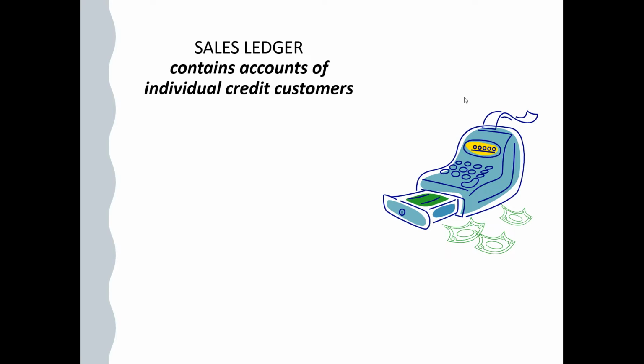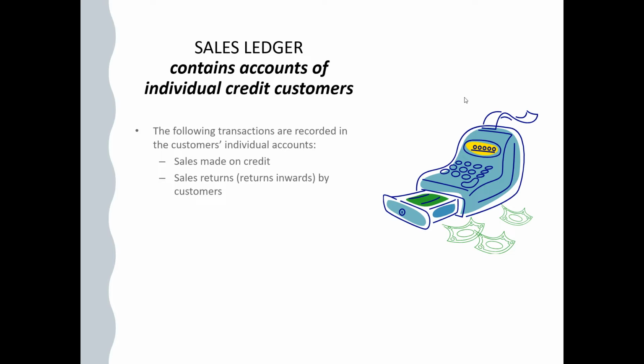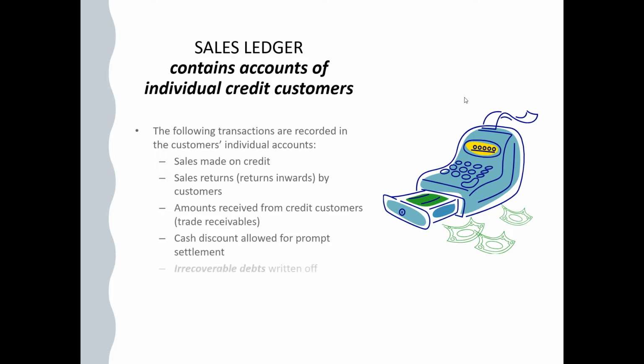And the reason we need to keep a separate record of these is these are people who owe the business money. So at the end of the month, we're going to be sending them out a statement which will show how much the customer has bought from us, so what sales invoices we've sent to them, anything that they've sent back and any credit notes that we've issued, any discounts that we've given to them, and any amounts that we've received from them. So all that information is contained in each individual customer's account within the sales ledger. As I said, the individual customer accounts are going to contain details of sales made on credit, sales returns, any receipts from the customers, and any cash discount that we've allowed them for prompt settlement of their account.